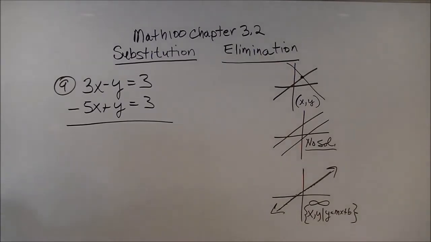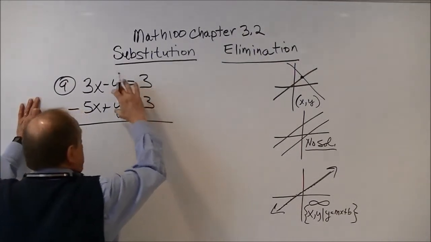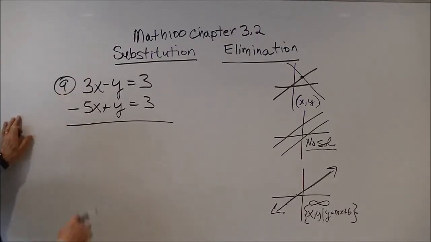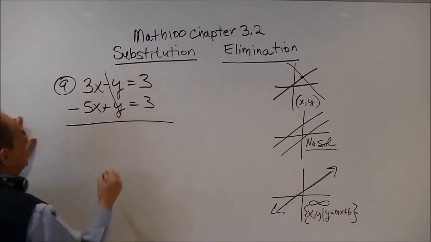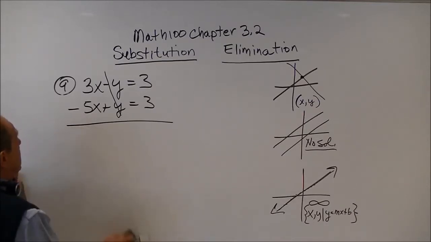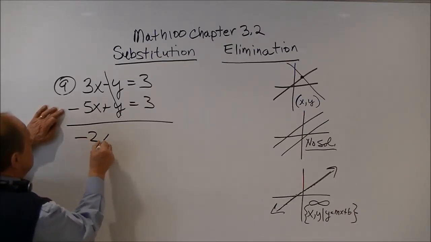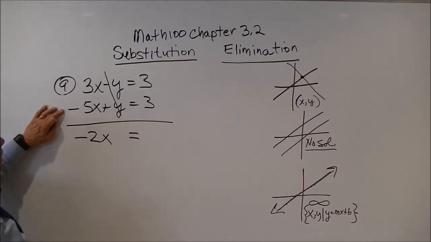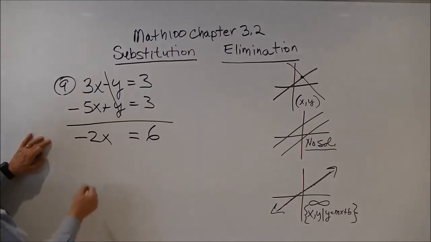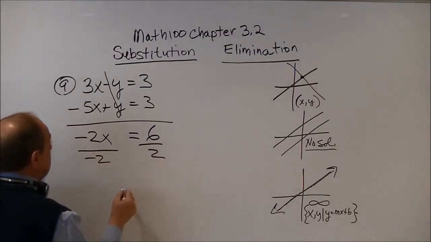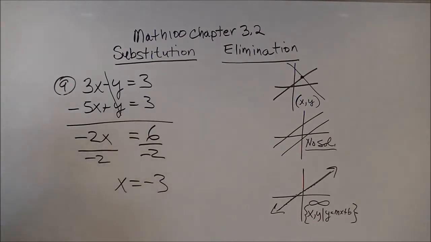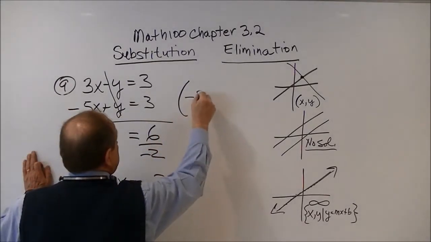In number 9, again, they're asking us to use elimination here. We could have used substitution too, but it lends itself to elimination. They're both in standard form. We put a line underneath them, and then our y's cancel out. So we then get negative 5 and a positive 3, a negative 2x. So just adding these up, we get a negative 2x equals 6. Then we're going to divide both sides by a negative 2. We get x equals, and again, be sure to put the negative there, a negative 3.